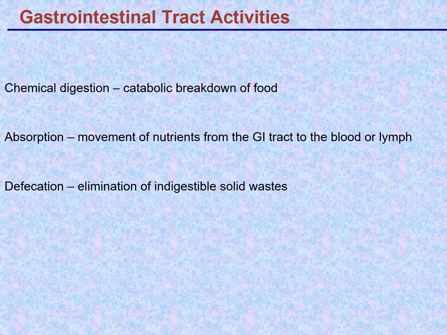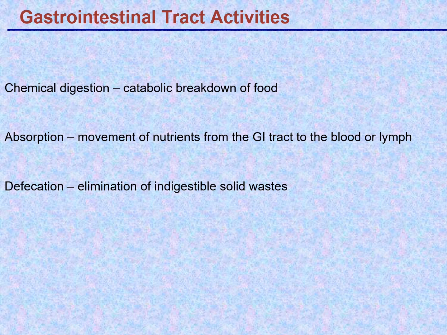Chemical digestion is, in fact, the catabolic breakdown of the polymers that make up food. The four main polymers that living things are made of are broken down by hydrolytic enzymes into their individual building blocks. So proteins are broken into individual amino acids, carbohydrates into monosaccharides, lipids into free fatty acids and glycerol, and nucleic acids down to nucleotides.